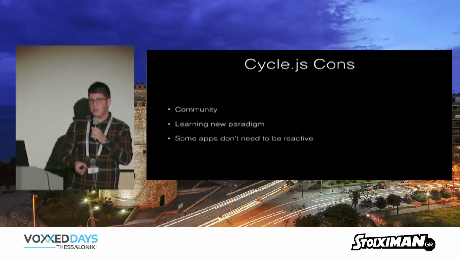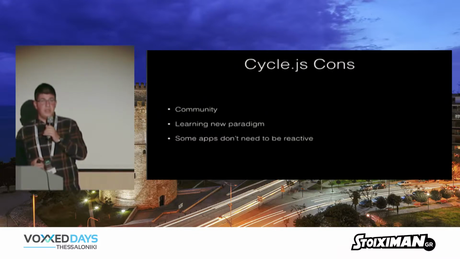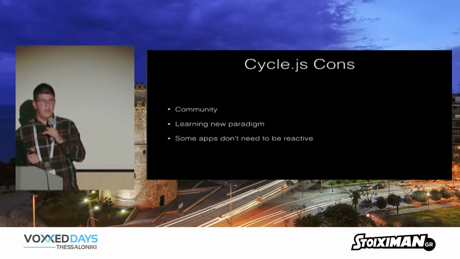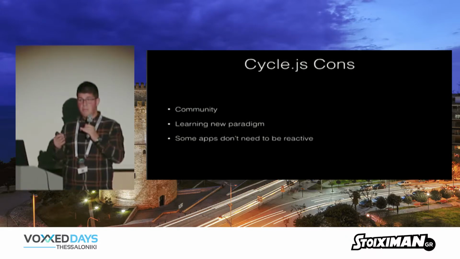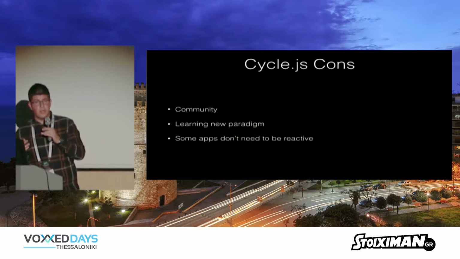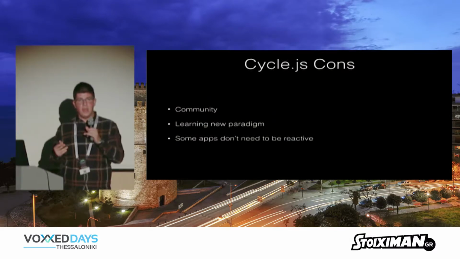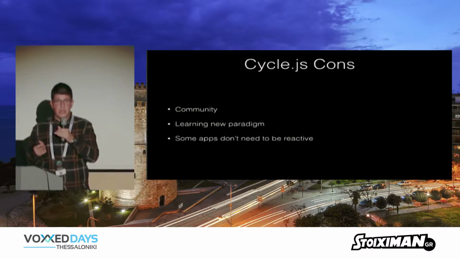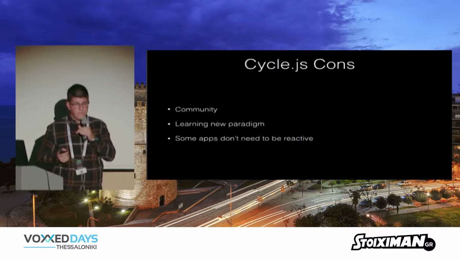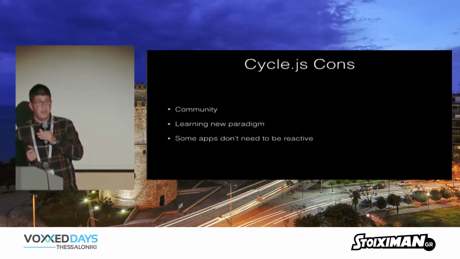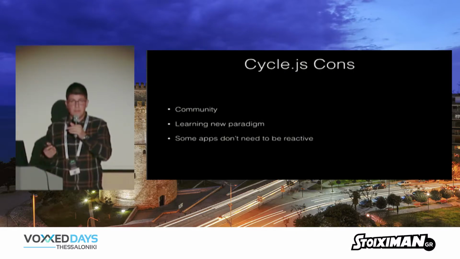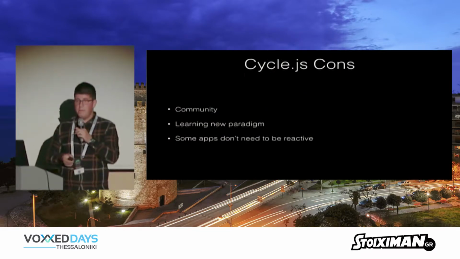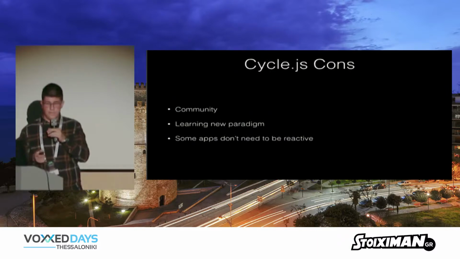Second thing is learning a new paradigm. It's not just the cycle.js con, it's basically the reactive programming con. Because when you start to work with reactive programming, you need to change the way you think about the data, about the data handling. You need to learn RxJS or any other library. So that's not that easy. People are spending months and months to change their mind and to try to change their apps. But it's not easy, but it's possible.